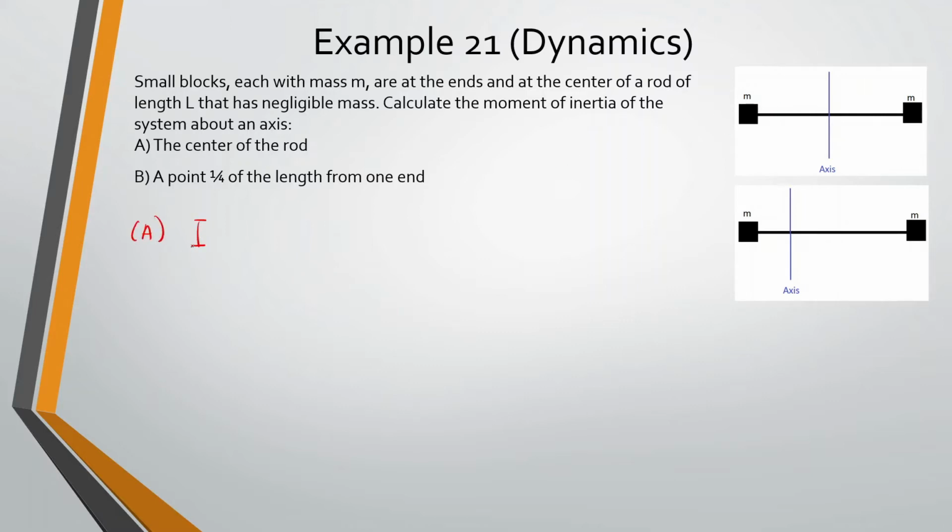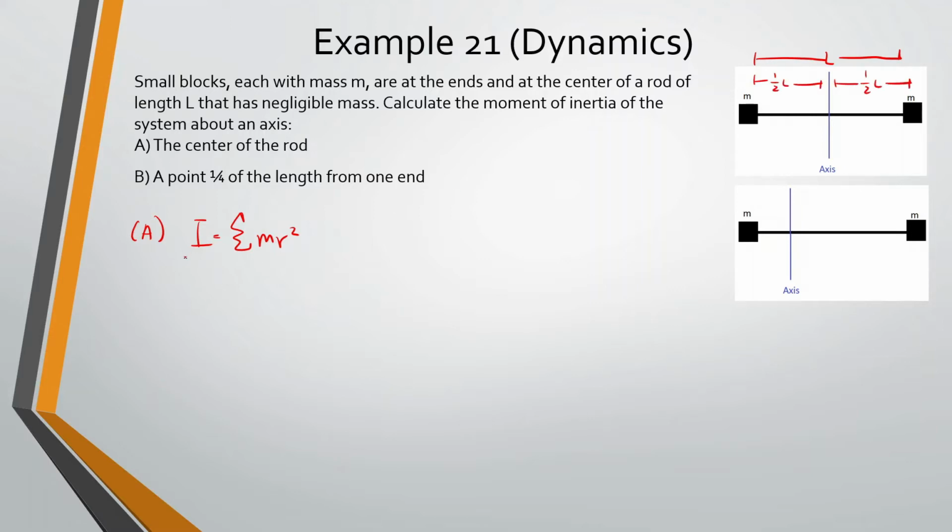So again, we know that inertia is equal to the sum of all masses times r squared. So we have two different points where the masses are. One all the way to the left and one all the way to the right. So if this length is a length of L, that means this is a length of 1/2 L, and this is a length of 1/2 L.